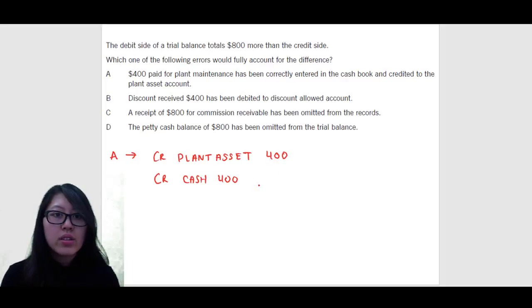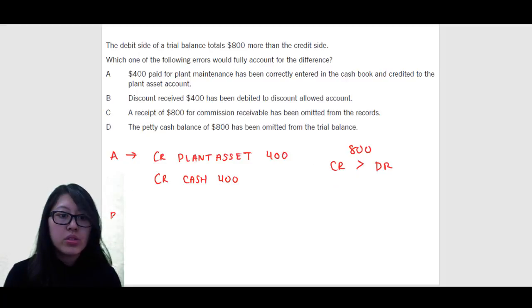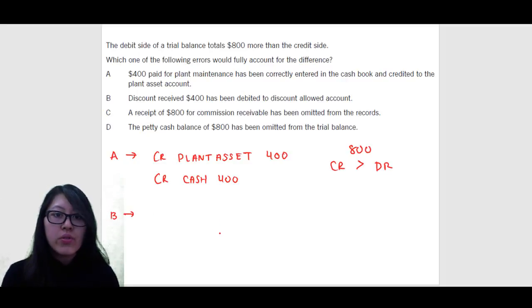So, does this cause the debit side to be $800 more than the credit side? No. This causes the credit side to be bigger than the debit side by $800. So A is not the answer. Let's try B. Discount received 400 has been debited to discount allowed.